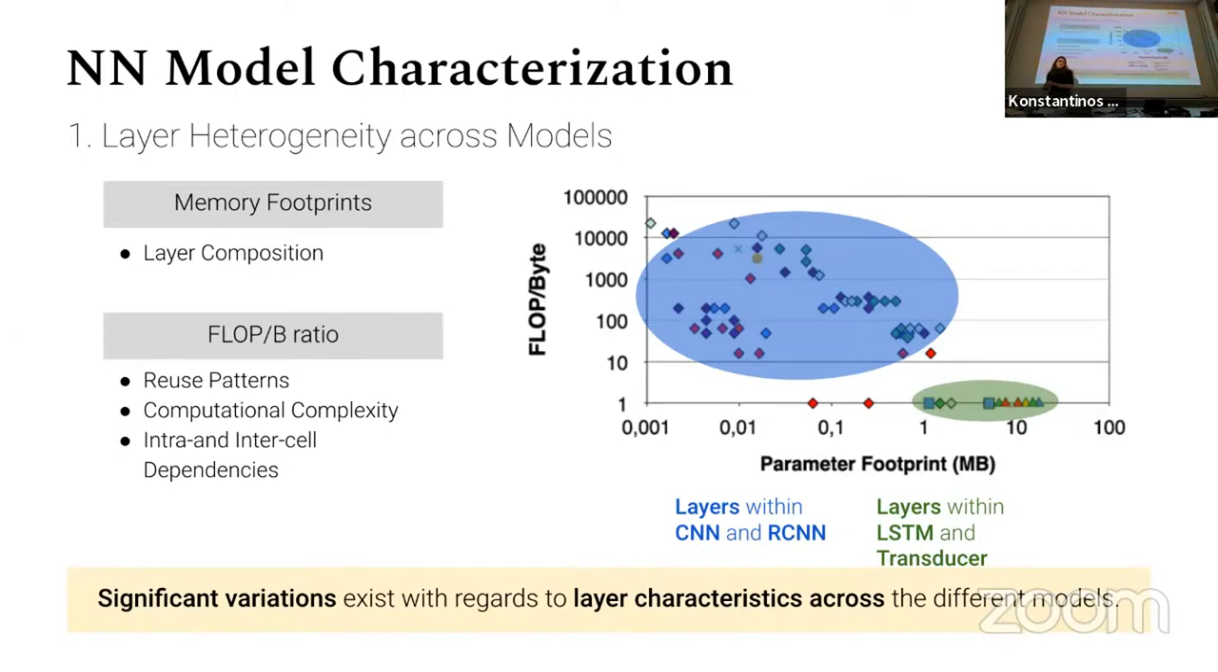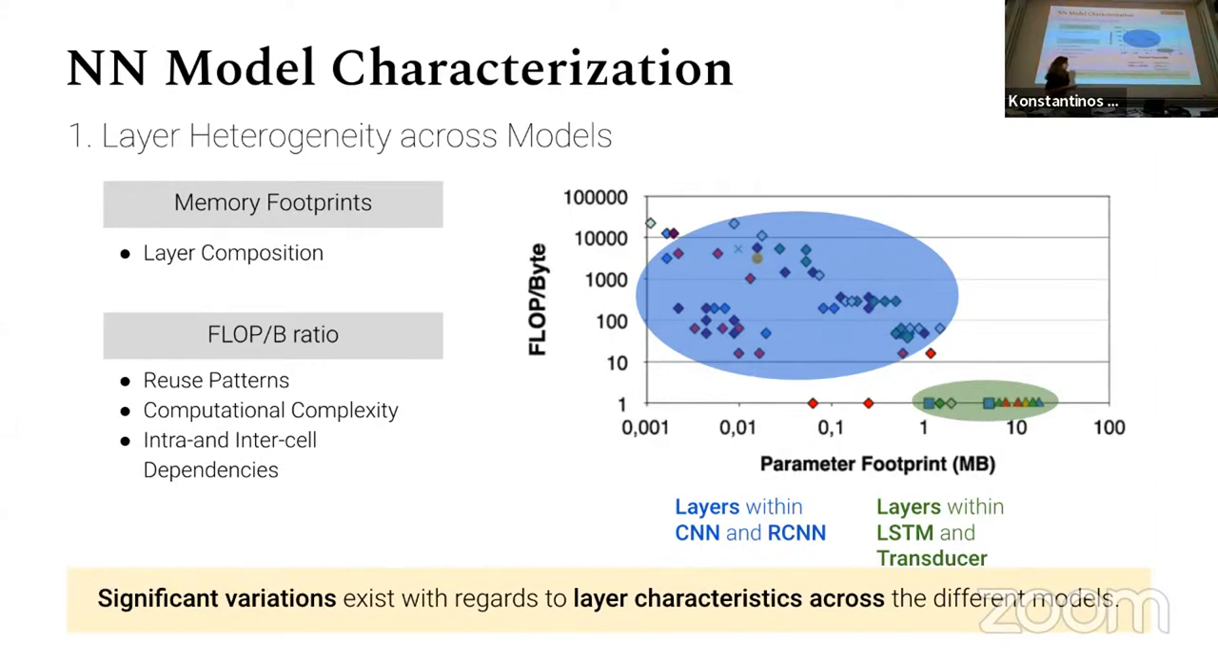That is, here we see that if we look at the parameter footprint of the different models, we have the layers of CNN as well as RCNN on top here on the left. And then we have the layers of LSTM and transducers on the bottom. And we can see that they have a very different parameter footprint. So the LSTMs and the transducers tend to have a very high footprint compared to the CNNs. But we also see the flop per byte, which is kind of a measure of parameter reuse. So how often, once you fetch the parameter, is it actually used? We see that the LSTMs as well as the transducers have very, very low reuse of their parameters, right?